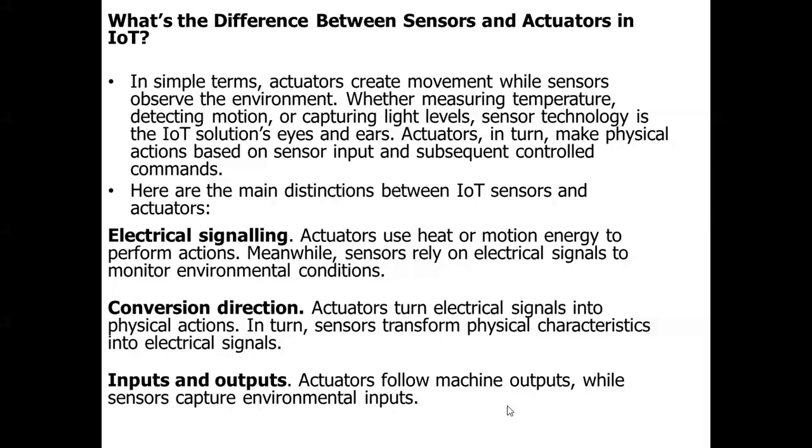Here, actuators use heat or motion energy to perform an action. As for the conversion direction, actuators turn electrical signals into physical actions. This is the direction. What are the inputs and outputs? Actuators produce machine outputs, while sensors capture environmental inputs.